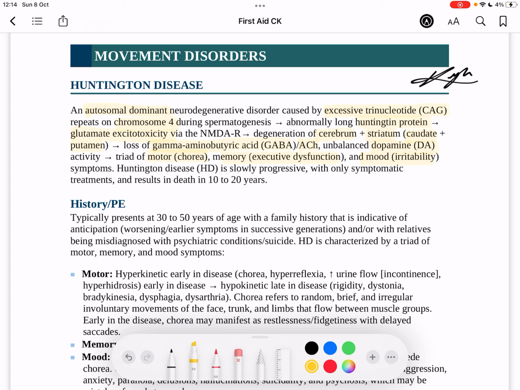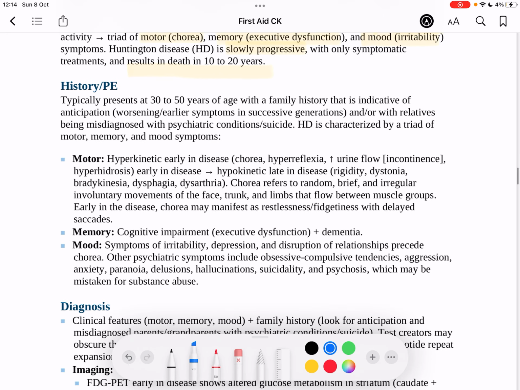Huntington's disease is slowly progressive, and only symptomatic treatments are available. There's no cure for it, and usually patients will have death within 10 to 20 years. Now looking at the history and physical examination, usually it's going to be seen in patients between 30 and 50 years of age, and you're usually going to see a family history indicative of anticipation. What's anticipation? This is where each successive generation has the disease worse off and earlier on.